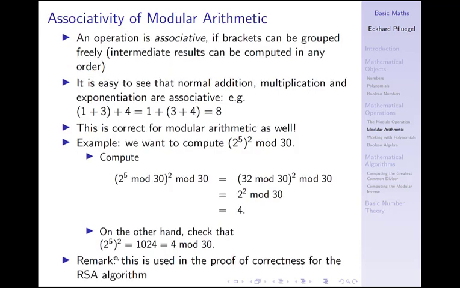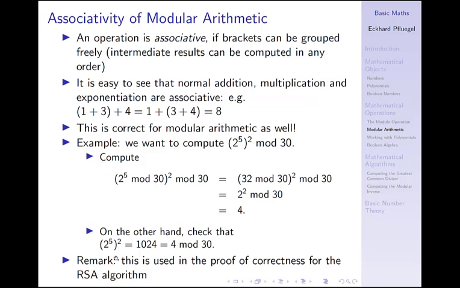So let me briefly introduce something else which is useful when we are talking about modular arithmetic, which is the property of associativity. We say that an operation is associative if we can compute intermediate results in any order. So we're thinking of brackets grouped around intermediate results, but we can do this in any order without affecting the final outcome. And this is something we're very much used to, but people don't normally talk about it. They take it for granted.